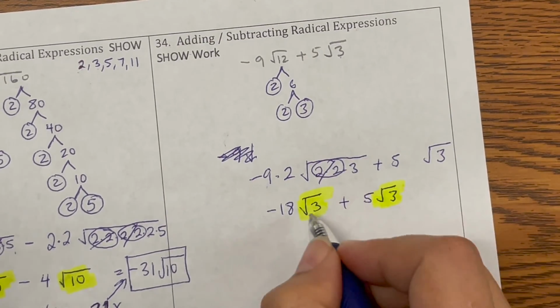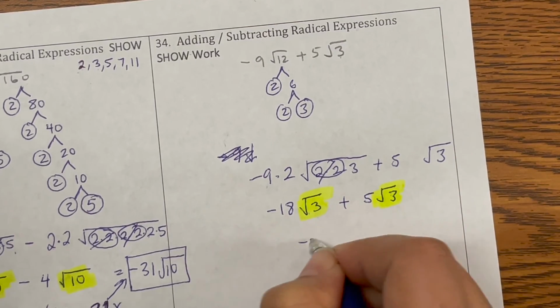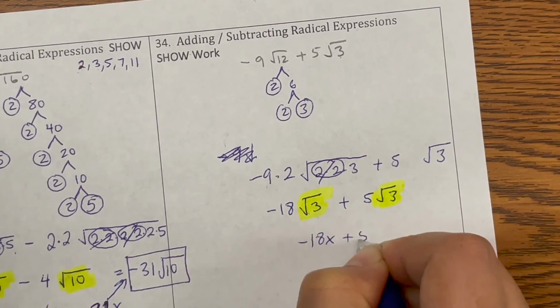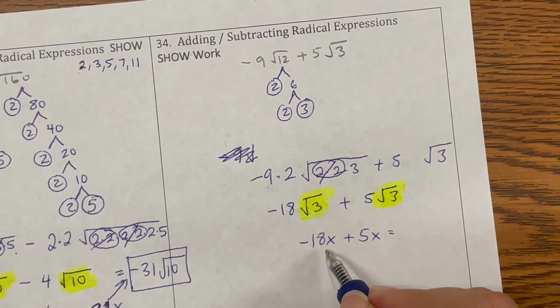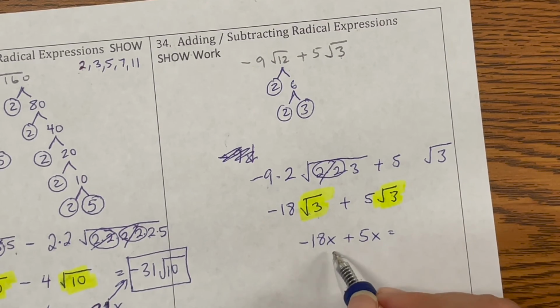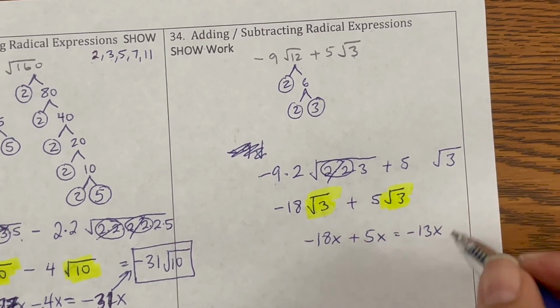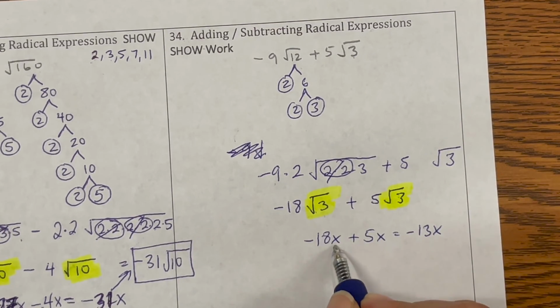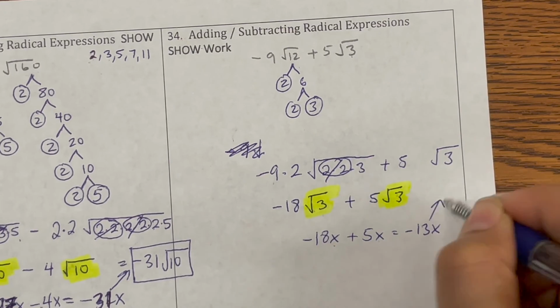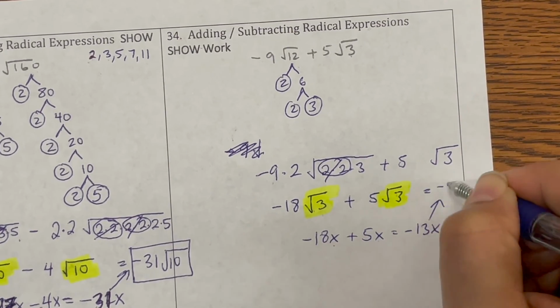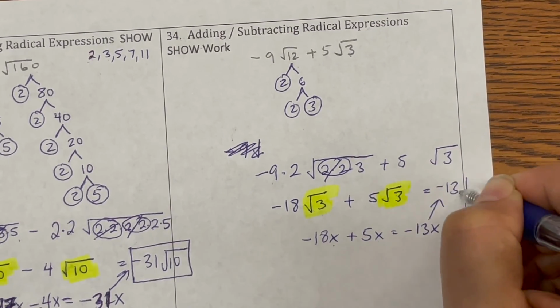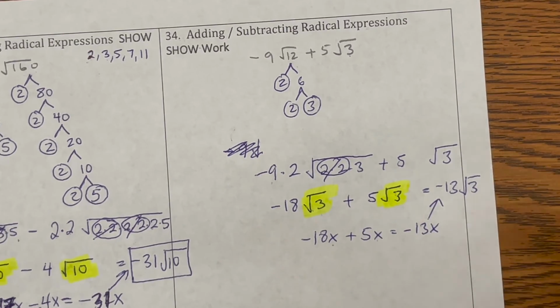So think of these as variables so that you don't get confused. Negative 18x plus 5x, what would that be? Negatives are meeting positives. Negatives win by 13, so negative 13x. You're just changing the coefficients. The variable stays the same, the radical stays the same. And that's how you add and subtract.